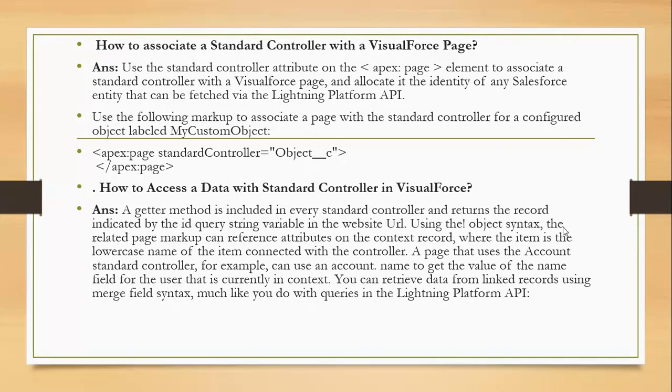Using the object syntax, the related page markup can reference attributes on the context record, where the object is the lowercase name of the object connected with the controller. A page that is used with the account standard controller, for example, can use account.name to get the value of the name field for the record that is currently in context.